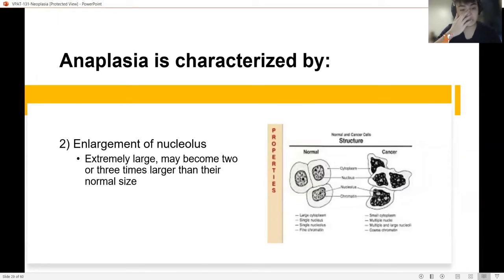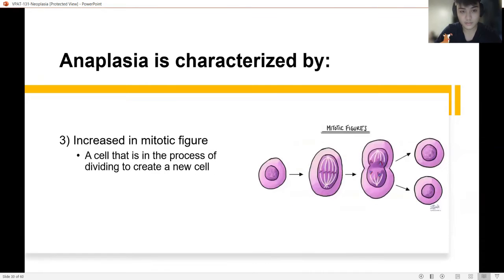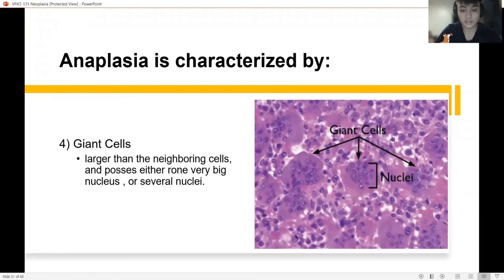And next is the enlargement of nucleus. When we say enlargement of nucleus, of course it is extremely large and may become 2 or 3 times larger than their normal size. And we also have an example of the enlargement of nucleus here, from the normal cell to the cancer. And third is increase in mitotic figure, a cell that is in the process of dividing to create a new cell. And lastly, giant cells, larger than the neighboring cells, possessing either a very big nucleus or several nuclei.